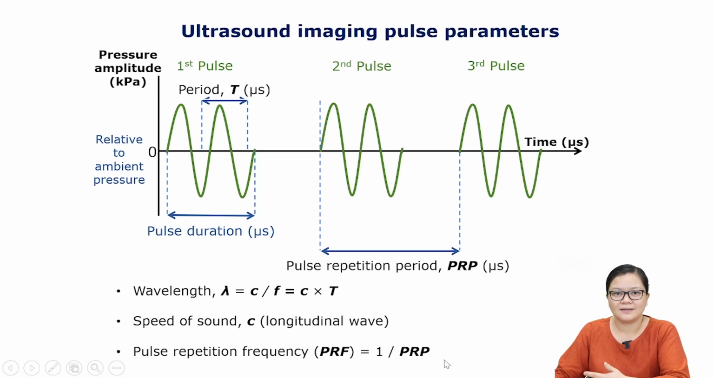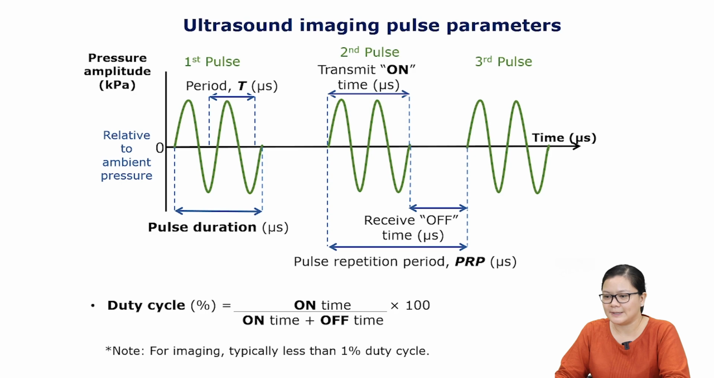Similarly, sometimes in the literature, you can also see the term pulse repetition frequency, or PRF. It's just 1 divided by the pulse repetition period. These are some parameters that you will typically see with regards to ultrasound imaging. Another parameter is called the duty cycle.